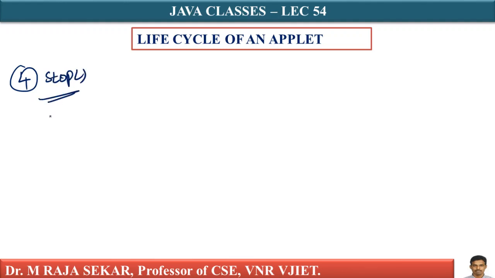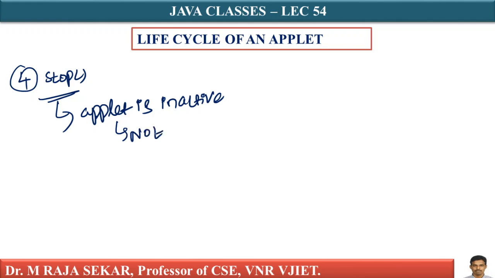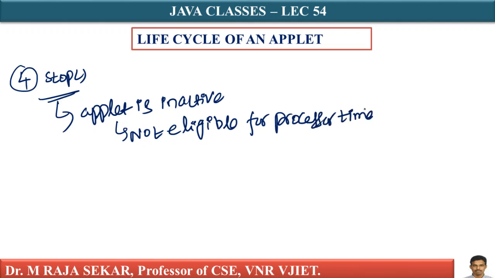When the applet is iconified, the browser calls the stop method. In the stop method, the applet is inactive. What is the meaning of inactive? Inactive means it's not eligible for processor time, or microprocessor time, or I can say CPU time.